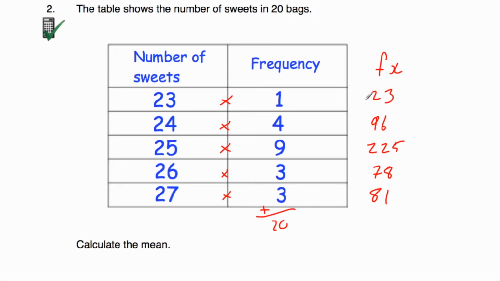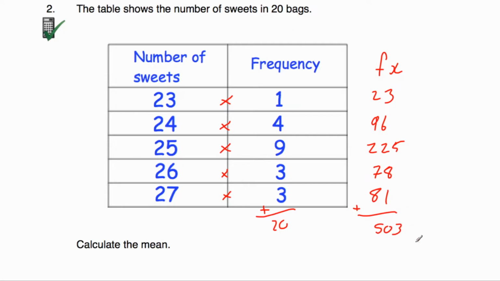So we've got our numbers in our fx column, so if we add those up, that would tell us how many sweets there are in total. So 23 plus 96 plus 225 plus 78 plus 81 is equal to 503. So there's 503 sweets altogether in the 20 bags.